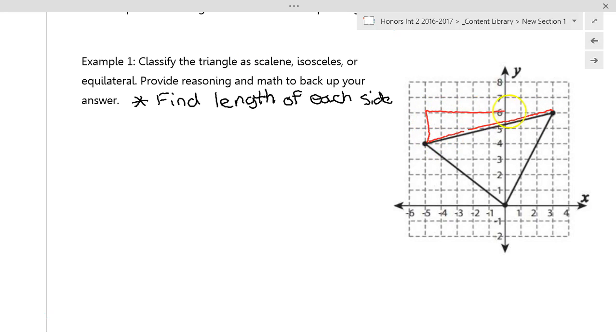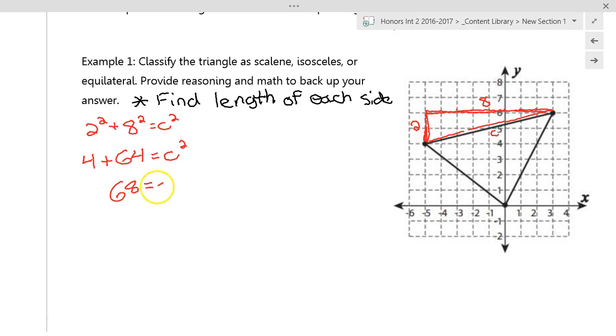Just go straight up and straight over, or straight down and straight over. This is a triangle with a length of 2 and then 8. Okay? So then I'm trying to find this side here. So 2 squared plus 8 squared equals b squared. That's 4 plus 64 equals b squared. So 68 equals b squared. So c equals the square root of 68.